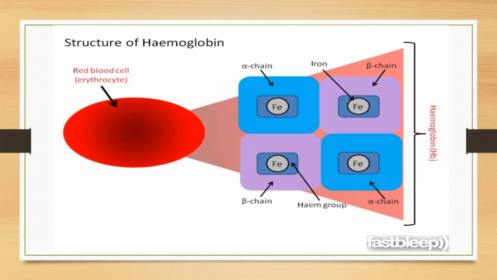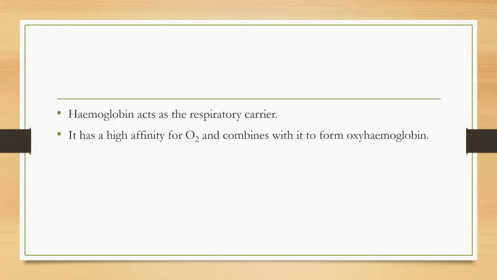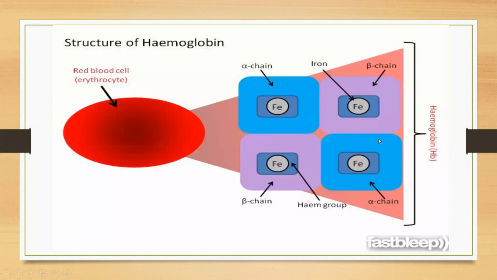Now, this hemoglobin pigment has a high affinity for oxygen and it combines with it to form oxyhemoglobin. So this RBC pigment, hemoglobin, combines with oxygen and the product formed is oxyhemoglobin.